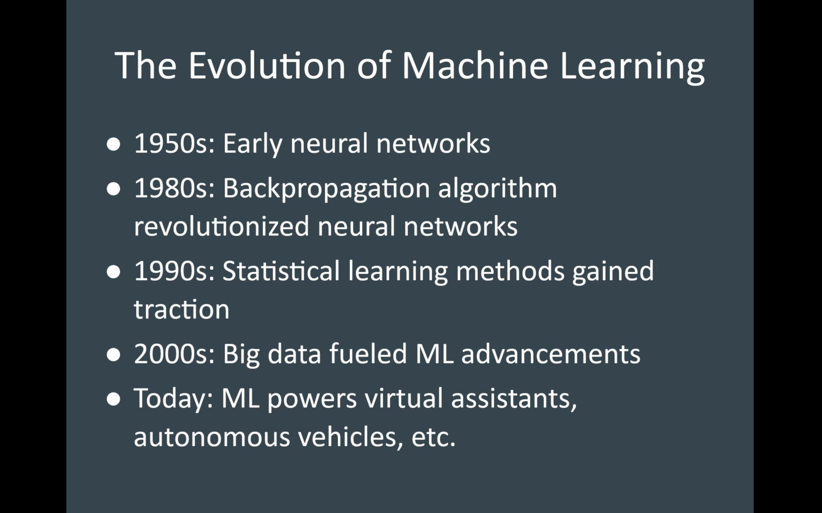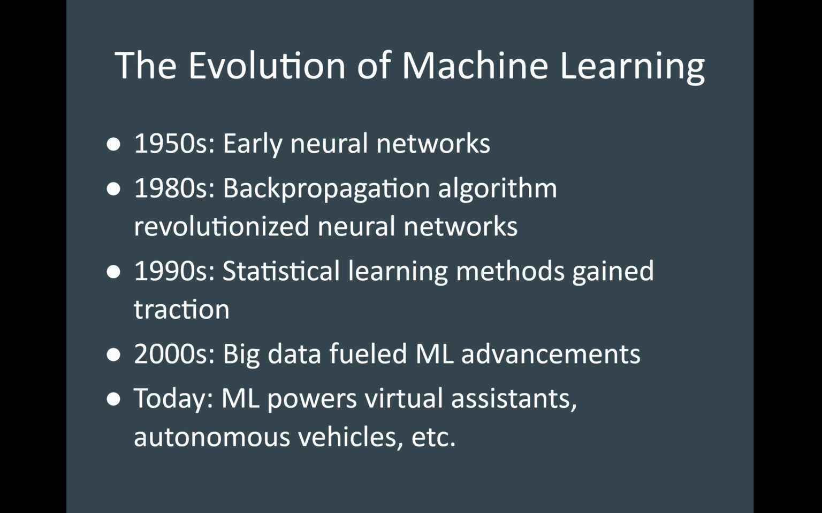In the 1960s and 70s, researchers focused on symbolic AI, which involved rule based systems to simulate human decision making. However, these systems struggled with scalability and adaptability. As a result, interest shifted back to data driven approaches, laying the groundwork for modern machine learning techniques.